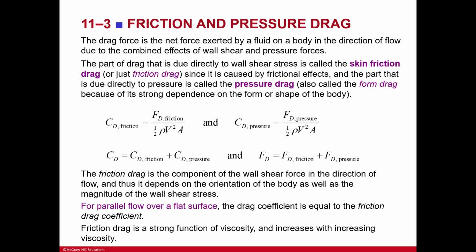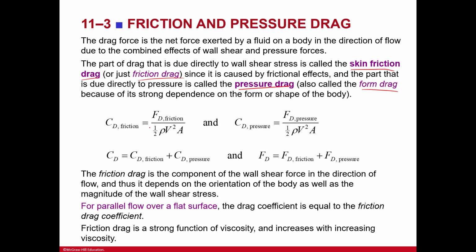So friction and pressure drag. The drag force is the net force exerted by a fluid on a body in the direction of the flow due to the combined effects of the wall shear and pressure forces. Remember, it's parallel to the flow. The part of the drag that is due directly to wall shear stress is called the skin friction drag, or just friction drag, either one, since it's caused by frictional effects. The part that is due directly to pressure is called pressure drag, or also form drag, because of its strong dependence on the form or the shape of the body.